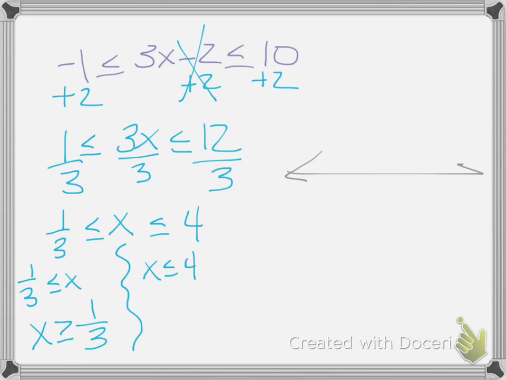Now let's graph it. So we have 1/3 and 4. They are both closed dots because they have the lines underneath them. This arrow points to the right, so I need to shade to the right. This arrow points to the left, so I need to shade to the left. So it is an and problem, and it's going to look something like that.